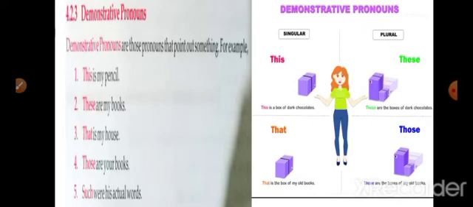This and these refer to things near at hand. That and those refer to things lying at a distance. They are therefore demonstrative pronouns. Demonstrative pronouns: for singular we use this, for plural we use these, for singular we use that, and for plural we use those.